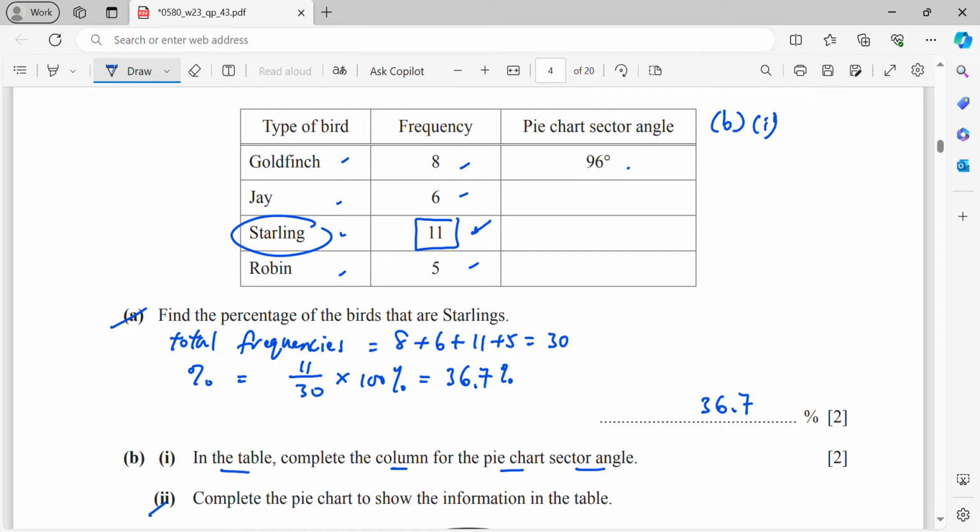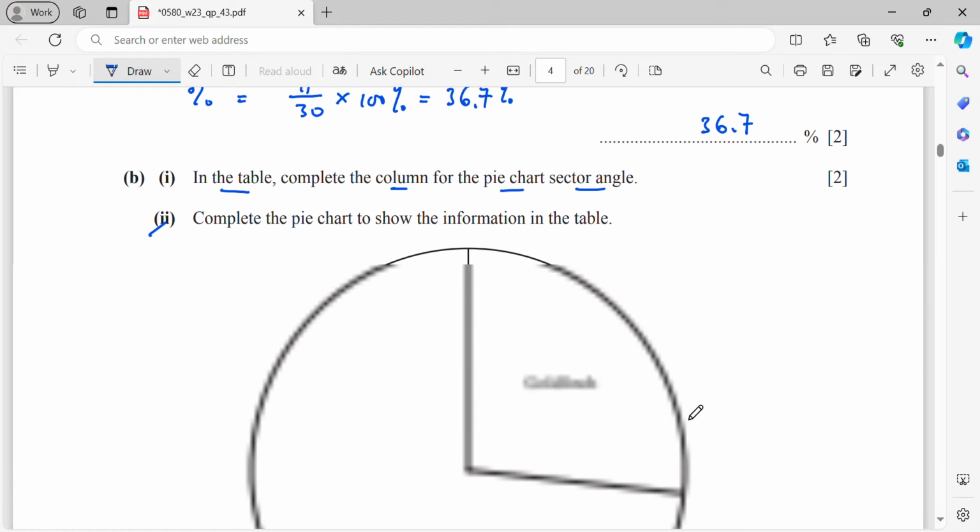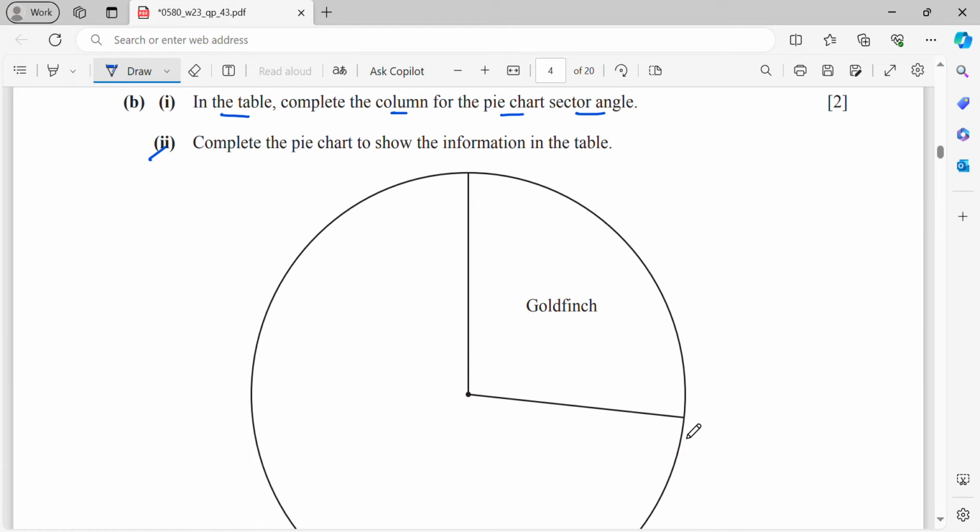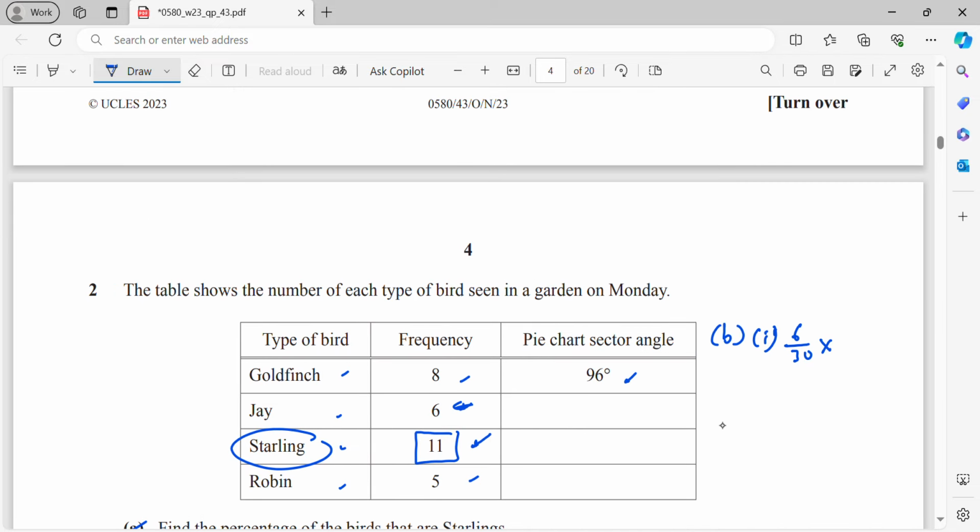B parts 1, right? So to get the angle here, I know that the next one is 6. We get the percentage, 6 over 30 times the pie chart. When you look at the pie chart here, the total angle is basically 360 degrees. So you times 360 degrees. Then you will be getting 72 degrees.